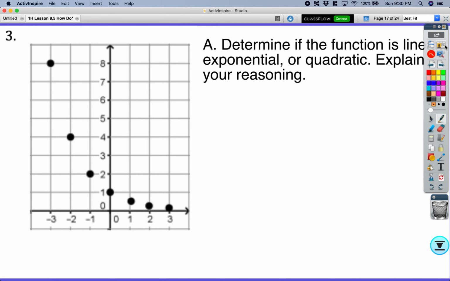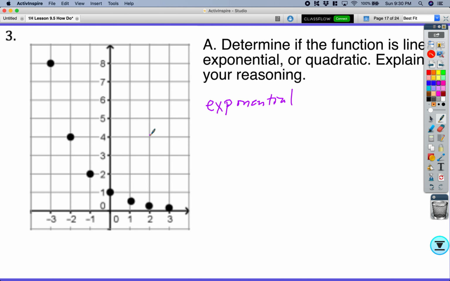Perfect. So right here now it says determine if this function is linear, exponential, or quadratic. And you can tell by the graph that it is going down. It's approaching 0, never really touches 0. And this is an exponential graph. And it's actually going down, so it's kind of like looking at a half-life of some material.